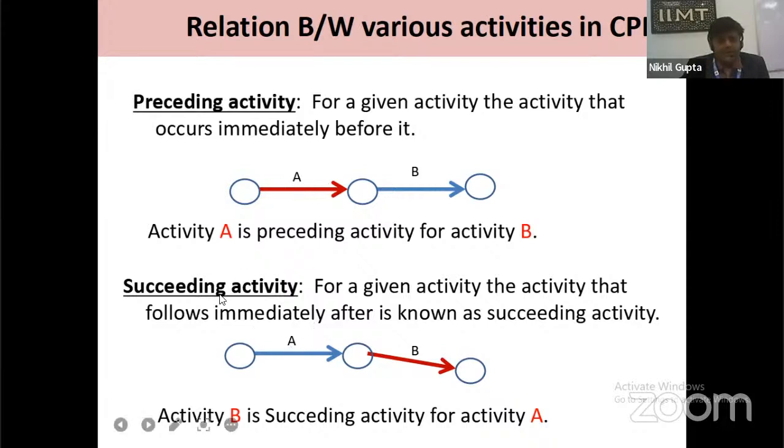Second, the succeeding activity. For a given activity, the activity that follows immediately after is known as the succeeding activity. Here, with activity A and activity B, for activity A, activity B is always the succeeding activity. In other words, we can say the previous activity is known as the preceding activity, and the next activity is known as the succeeding activity.